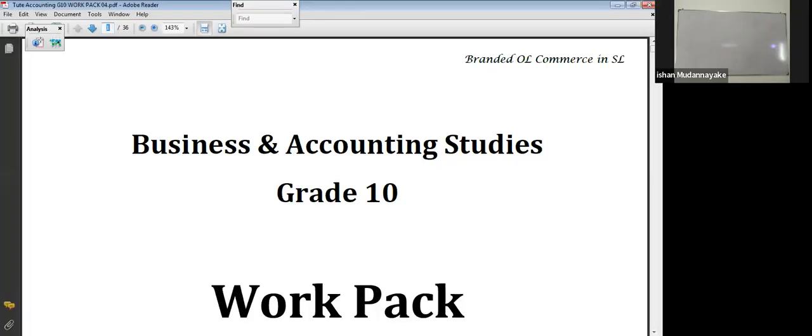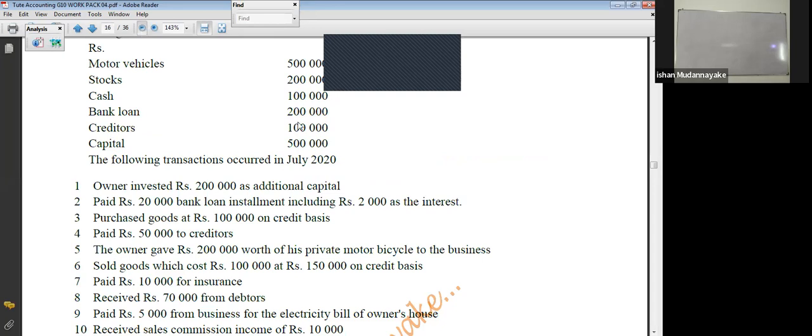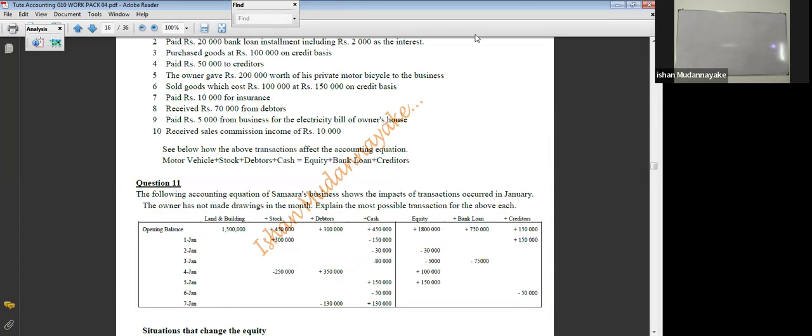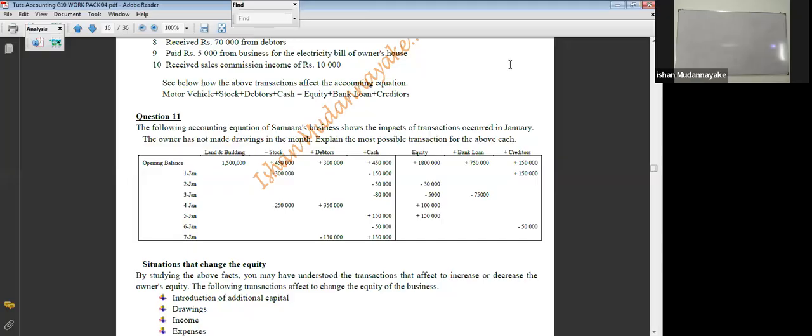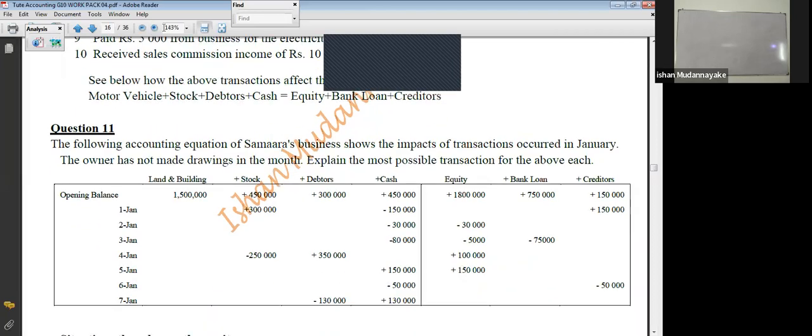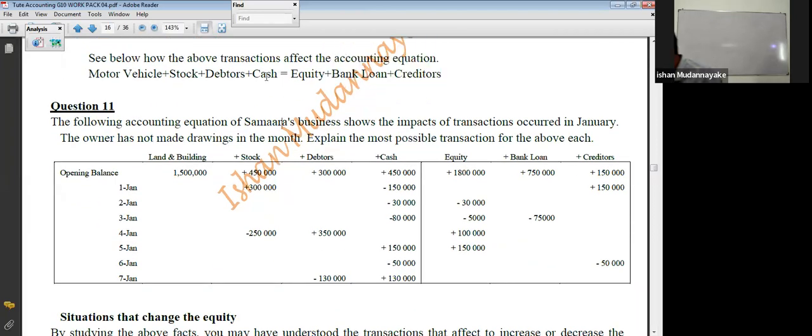Go to workpack 4, page number 16, question number 11. Look at the question. Some of the students send me the answers here. Quickly, I will give you the answer. Please write down. If you have completed the question, please check your answer.